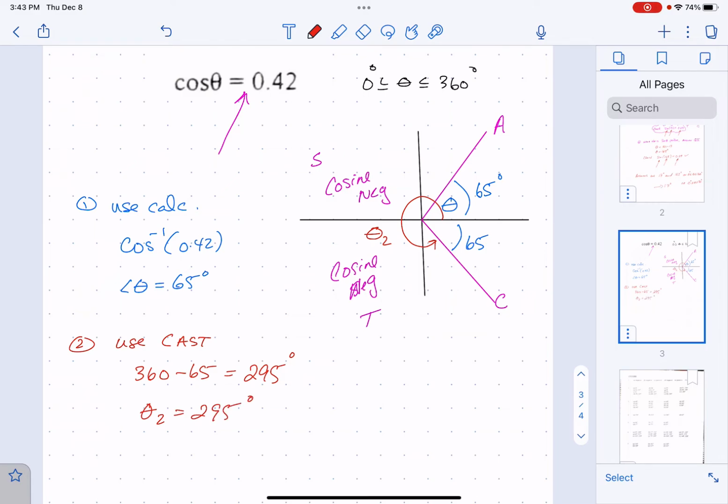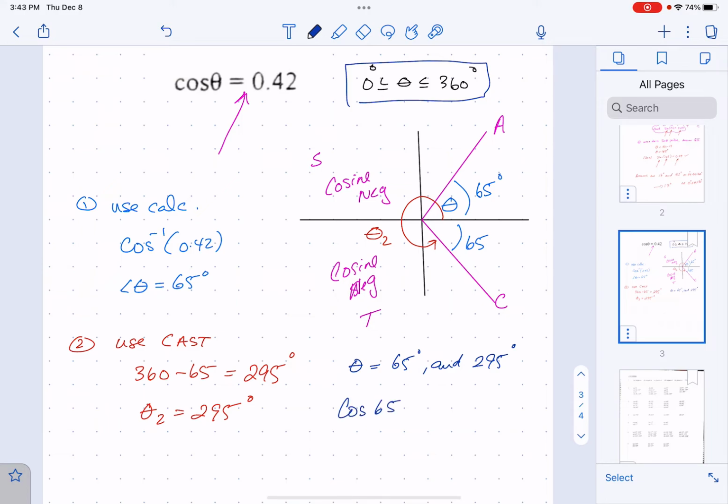And what that means is that my answers on this domain will be theta equals 65 degrees and 295 degrees. So cos of 65 will equal 0.42 and cos of 295 will equal 0.42. And so that gives me 2 answers for that. Now, there you go. That's kind of interesting.